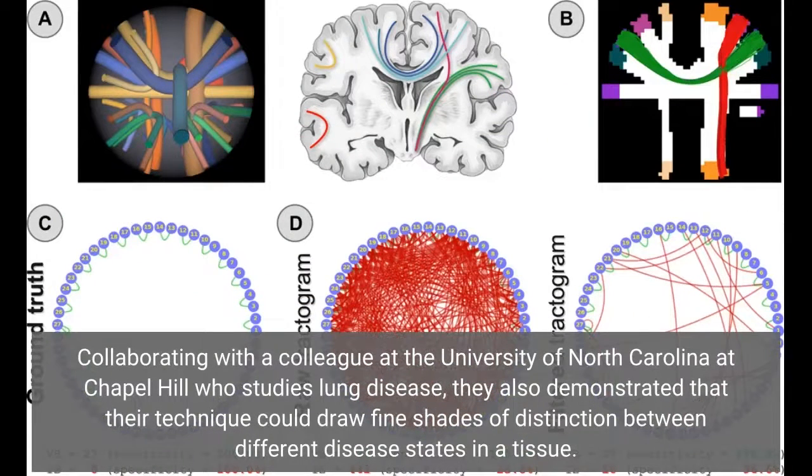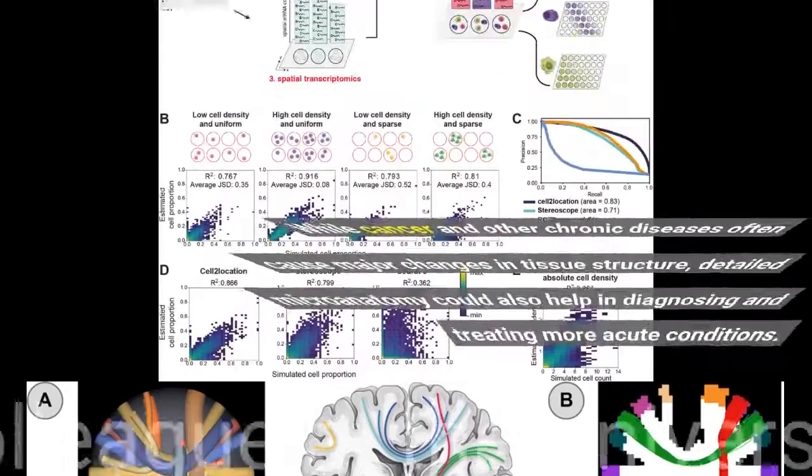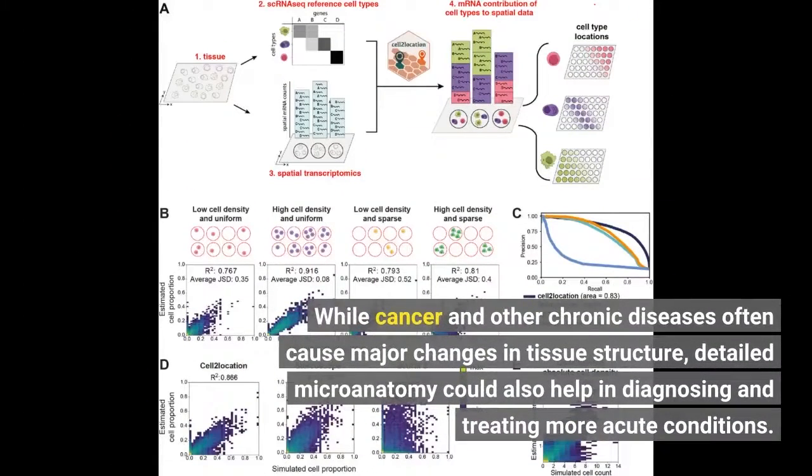Collaborating with a colleague at the University of North Carolina at Chapel Hill who studies lung disease, they also demonstrated that their technique could draw fine shades of distinction between different disease states in a tissue. While cancer and other chronic diseases often cause major changes in tissue structure, detailed microanatomy could also help in diagnosing and treating more acute conditions.